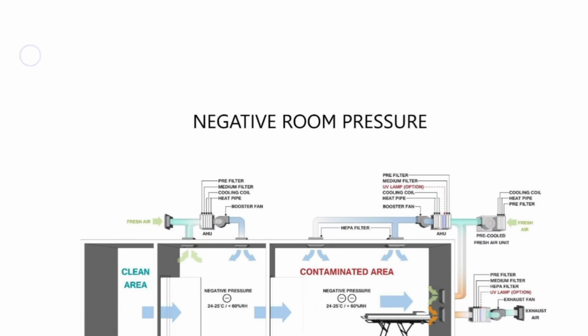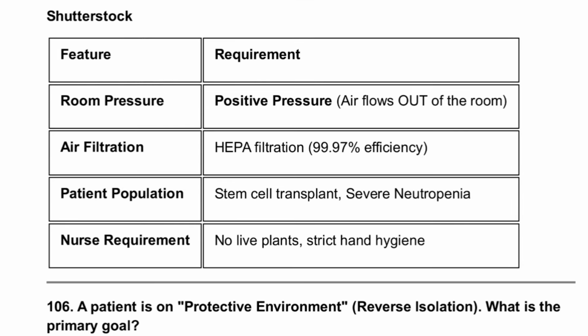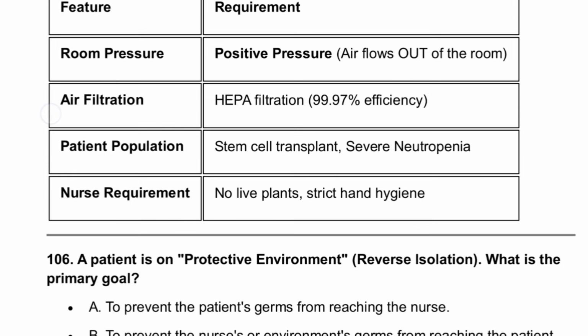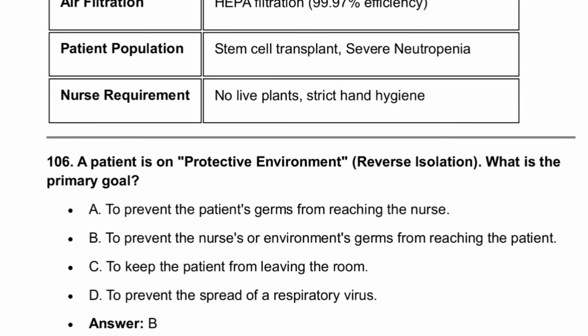Next question. এটা একটু তোমরা একটা স্ক্রিনশট নিয়ে ভালো করে পড়ে নিও। চলো। A patient is on protective environment. What is the primary goal? Protective environment isolation রয়েছে, primary goal কি? To prevent the nurse or environment germ from reaching the patient.